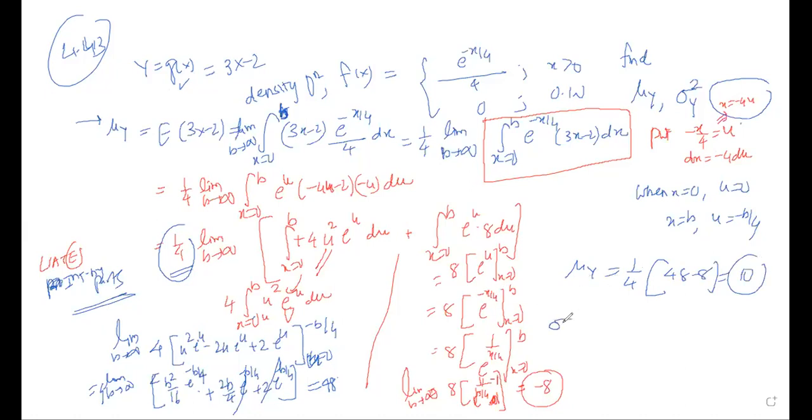Same way I can find my sigma y square is equal to E of 3x minus 2 minus my nu square, which is 10, and whole square by definition. So E of 3x minus 12 and whole square, and that is equal to integration of 3x minus 12 and whole square, and f of xy is equal to e to the power negative x by 4, dx, and x runs from again 0 to infinity. So 0 to b and limit b tends to infinity.